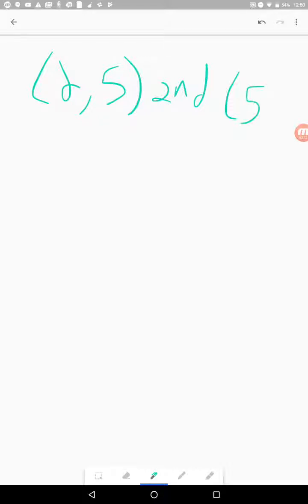Now, there might be a problem that asks you to find the slope of two given coordinates on a plane. Let's say you had 2, 5, and let's make it 5, 2. The first thing you'll need to know is that the formula for finding slope is this equation right here.